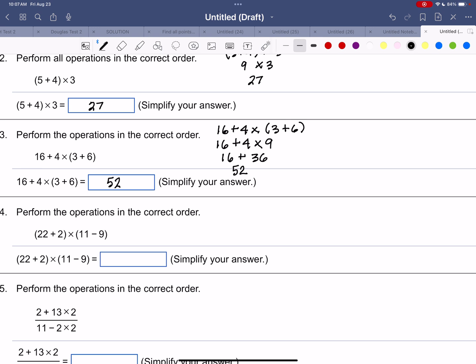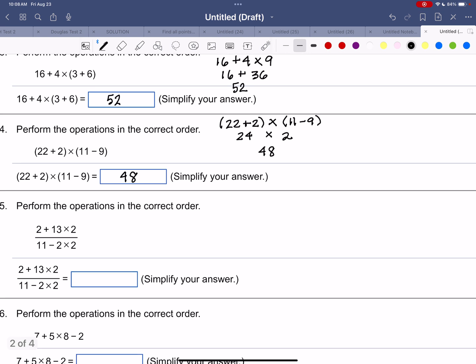Show your work. Number 4, copy the problem. 22 plus 2 times 11 minus 9. Need to do parentheses first. Look, I got a lot of combinations of things here. I've got add and multiply and subtract, but those parentheses tell me this goes first. 24 times the next set of parentheses, 11 minus 9 is 2. 24 times 2 is 48. So you can't just do it on the calculator and you can't do it in your head. You have to show each step as you go.